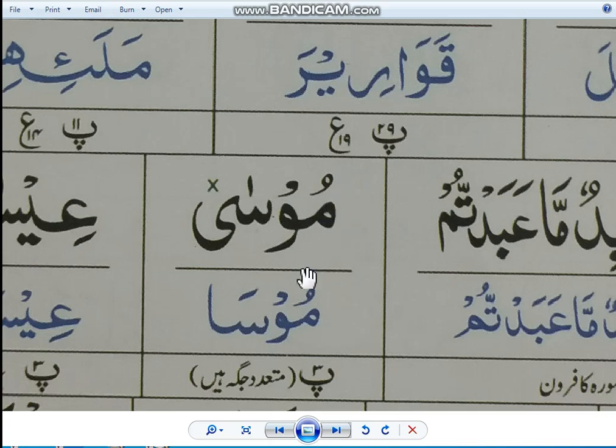Musa. And this ya, so if there is a cross on the three letters of extension, alif, waw and ya, if in any of these three there is a cross or a zero on any of them, we will not consider the alif, waw or ya as a letter to be read in that word, although present in writing but not present in reading. So Musa.